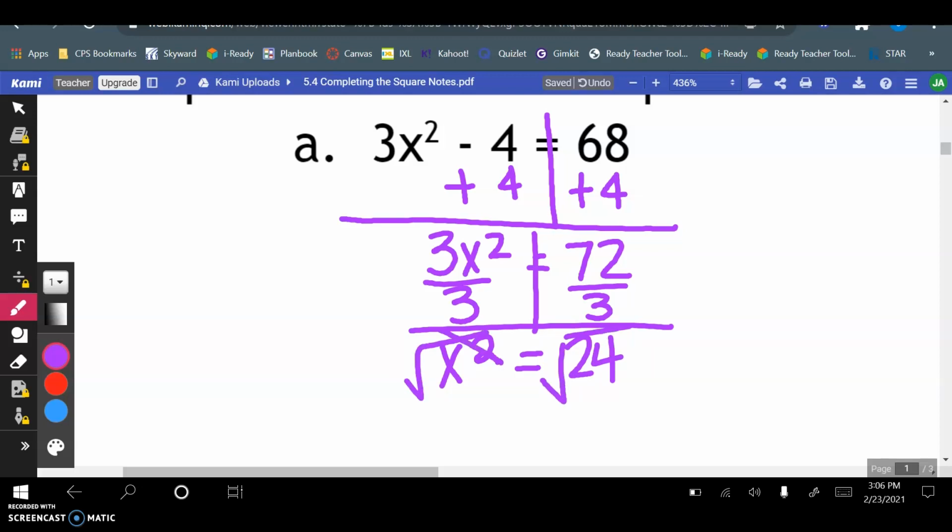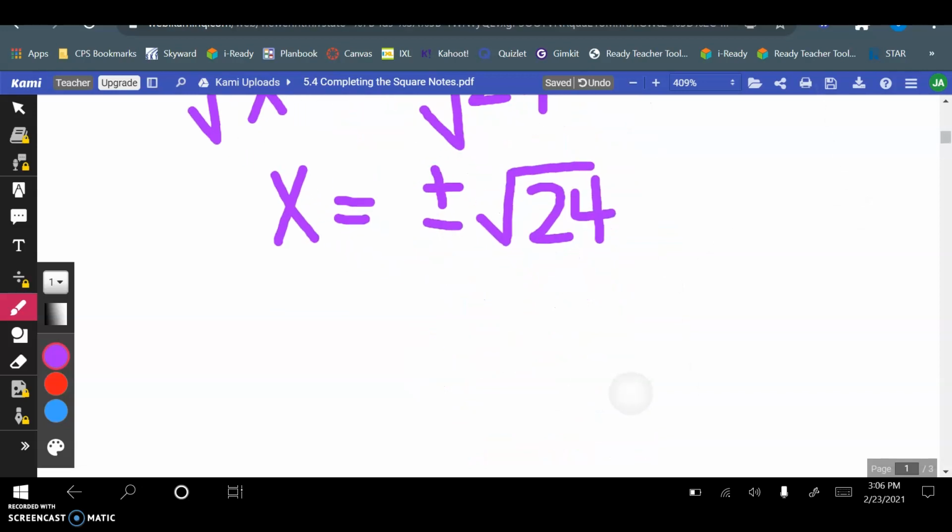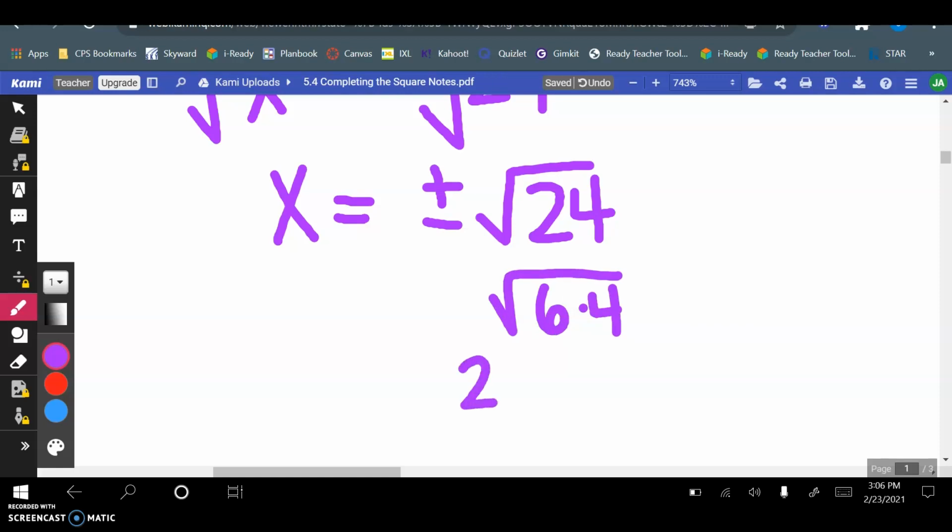So the square root cancels out the squared. So we have x equals, we can't simplify, the square root of 24 is not a perfect square. So we're going to write positive and negative square root of 24. We can also simplify that. 24 is 6 times 4. And we can do the square root of 4. So the square root of 4 is 2. So that 2 would come out and be in the front of the radical sign. And that 6 is not a perfect square, so it would stay inside. And then we have our positive and negative.